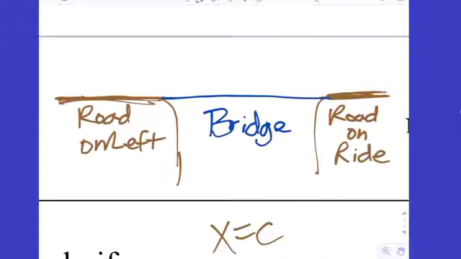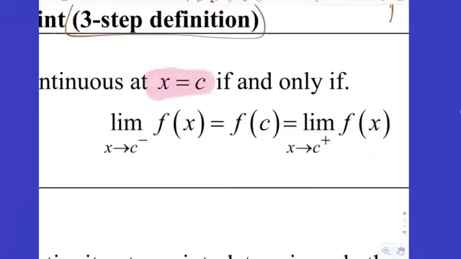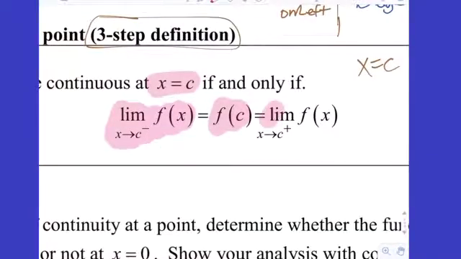So this is a nice analogy that helps you remember it. Road, bridge, road. That's what you want. Road, bridge, road. So here's the three-step definition of continuity. A function f is said to be continuous at a point, call it x equals c, if and only if the limit as x approaches c from the left equals f of c, which equals the limit as x goes to c on the right.